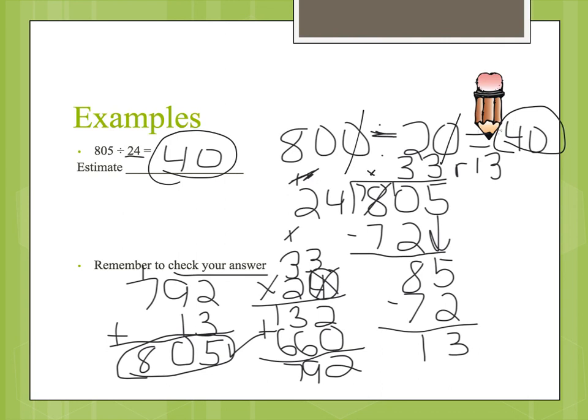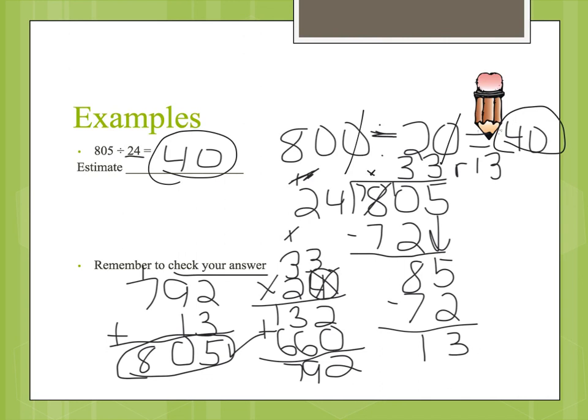I wrote down the 2, and I carried the 1, and then 3 times 2 is 6, and I added the 1 and got 7. So 3 times 24 is 72. And then I said 80 minus 72 is 8, and 8 is less than 24, the divisor, so I can bring down my 5. 24 into 85 is about 3. So I wrote a 3 for my quotient in the ones place, and I multiplied 24 times 3, and I got 72 again. So 85 minus 72 is 13. I have a remainder. So now I have to check my work.